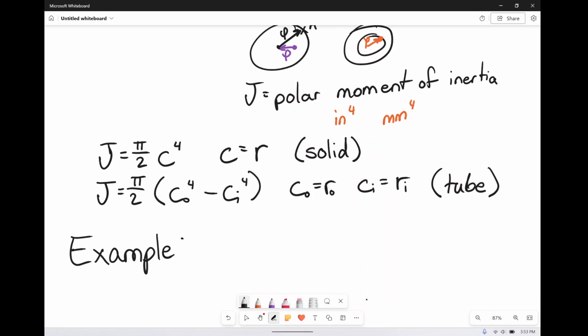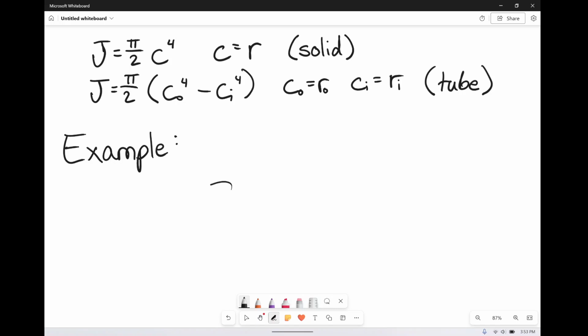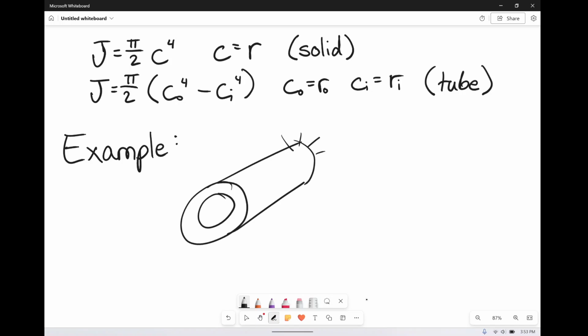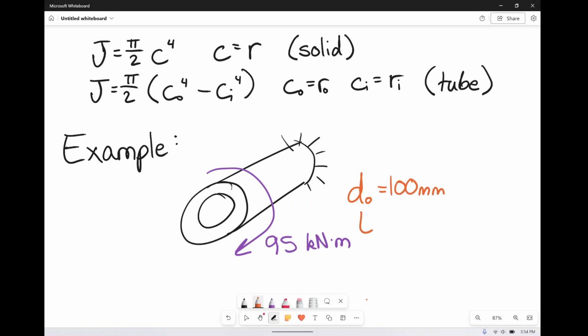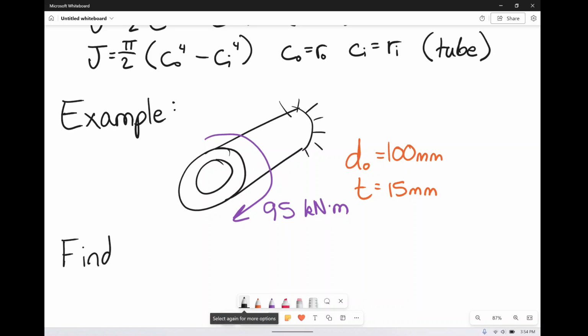So in this example, I hadn't pre-drawn it this time, but we're going to have a tube and it's going to be fixed. So however you want to draw that lovely picture. We're going to have a twisting force of 95 kilonewton meters. We have an outside diameter of 100 millimeters, and we have a wall thickness of 15 millimeters. And what we want to do is find the maximum shear stress.